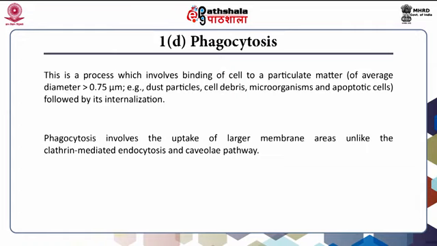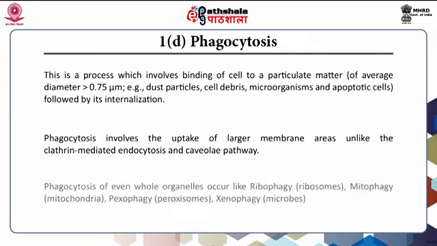This is a process which involves binding of a cell to a particulate matter like dust particles, cell debris, microorganisms and even apoptotic cells, followed by its internalization. Phagocytosis or bulk cell eating occurs in case of whole organelles like ribophagy for ribosomes, mitophagy for mitochondria, pexophagy for peroxisomes and xenophagy in case of microbes. These are the various types of endocytosis.